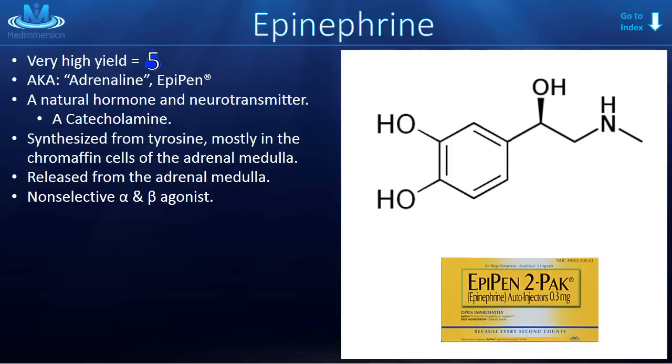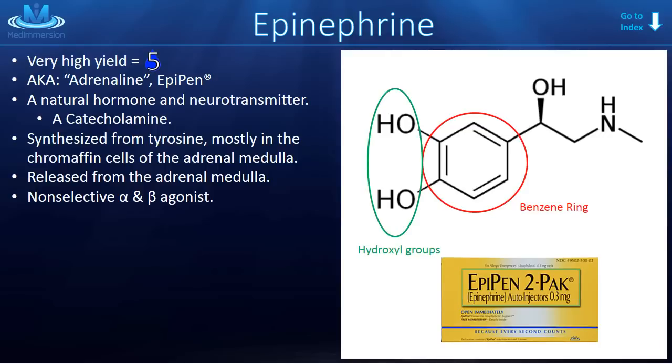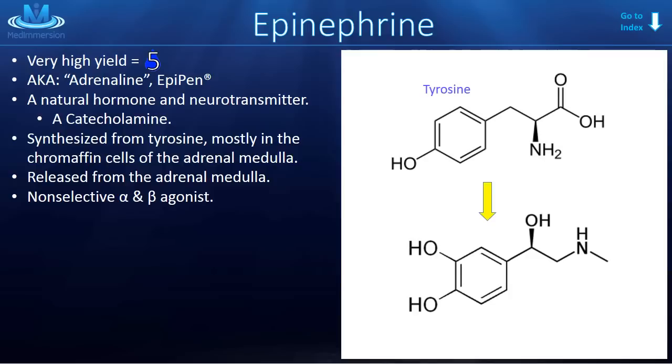Epi, on top of, nephrine, the kidney. Ad, which is on top of, renaline, which is kidney. One is Latin, one is Greek. It's just saying the same thing in a different way. Epinephrine is a natural hormone and a neurotransmitter. It's a catecholamine, which basically just means that it has a benzene with two hydroxyl side groups. And it is derived from the amino acid tyrosine.